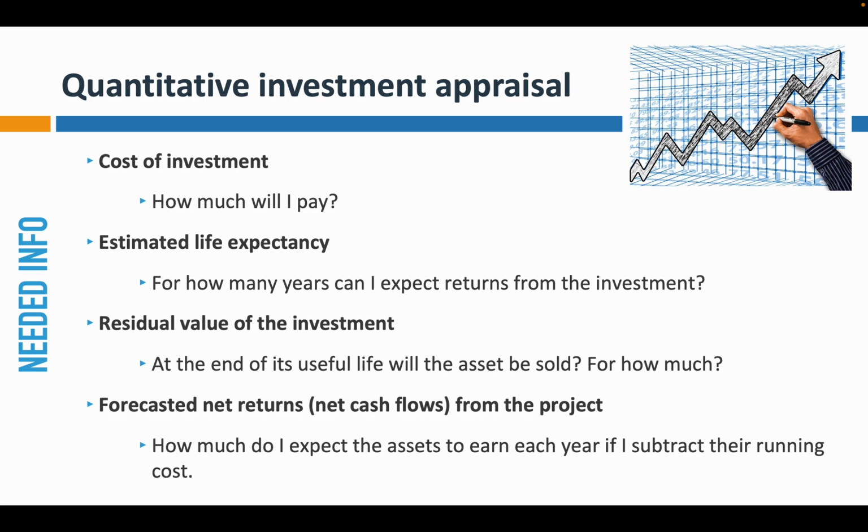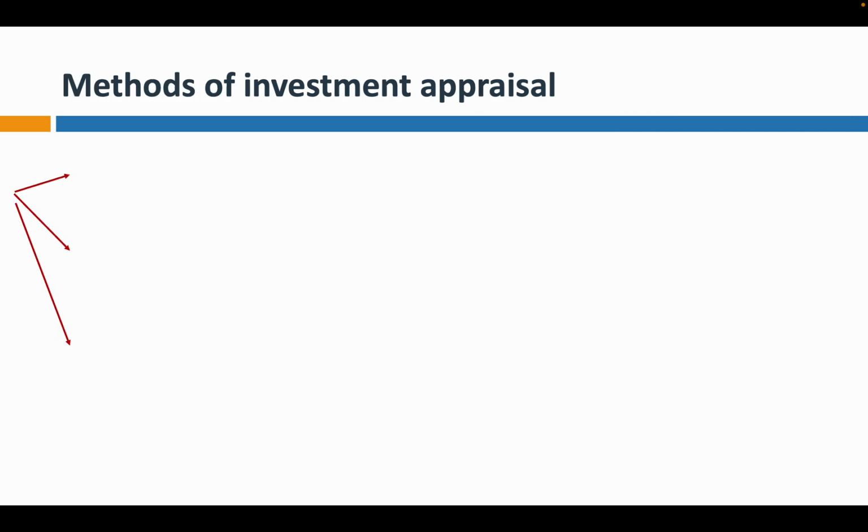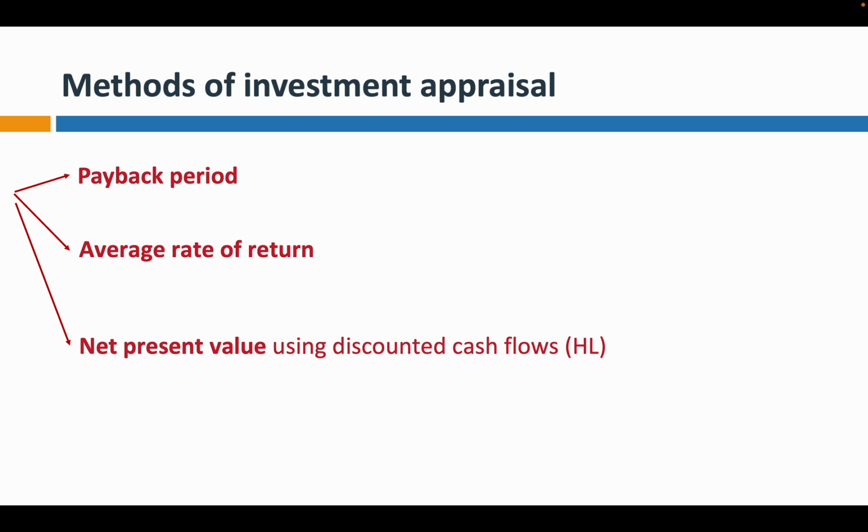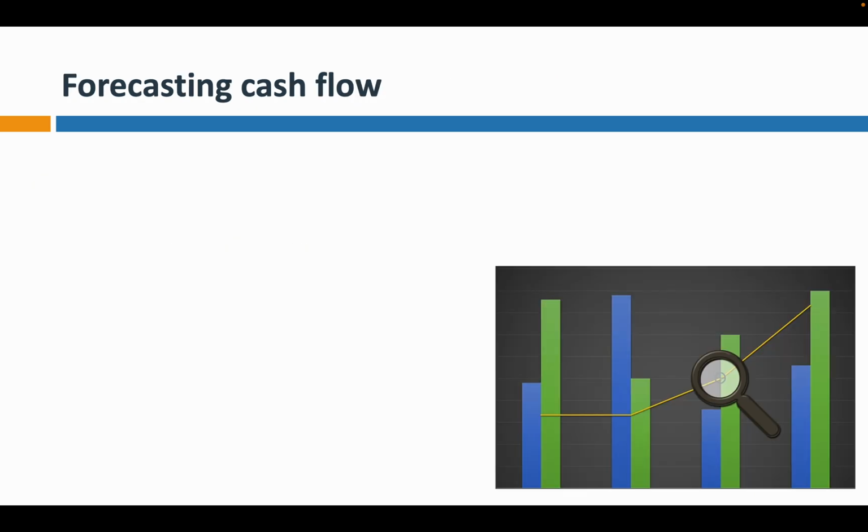So these 4 pieces of information are what we need for the quantitative investment appraisal. The 3 methods, we've already mentioned what they are: payback period, average rate of return, and the last one is net present value, which is higher level content. Today we're going to look at payback, but before we jump in, we need to know how we're going to forecast cash flows. This is a recap of the cash flow unit, only in the sense of what we need to know from the cash flow forecast unit in order to use it in this chapter.